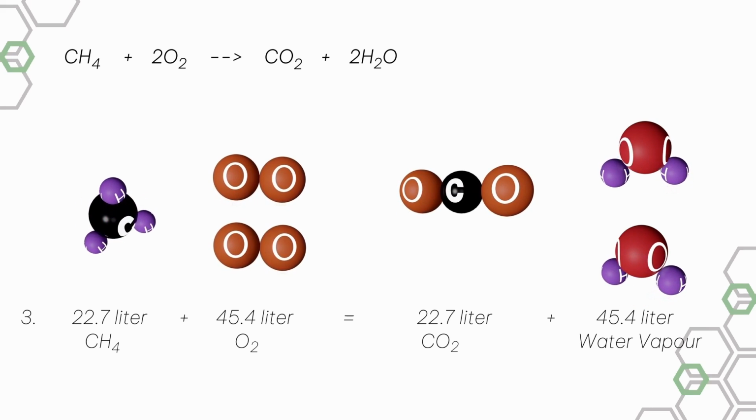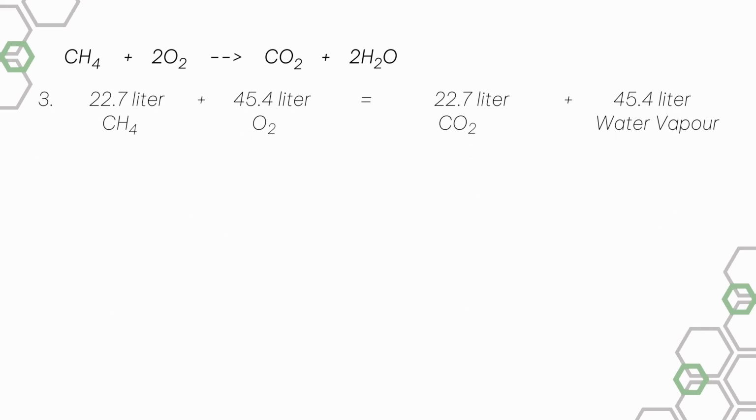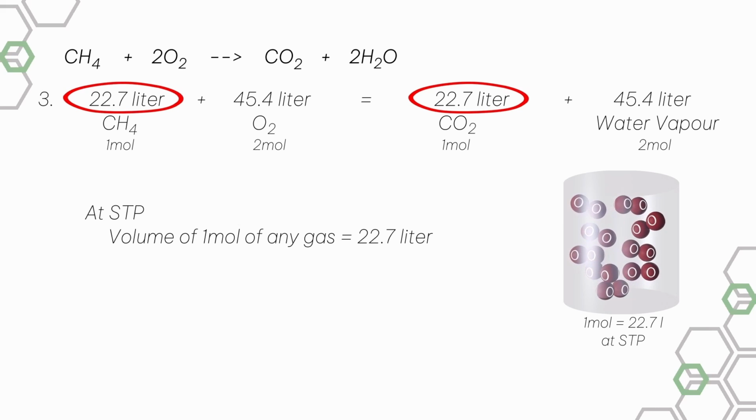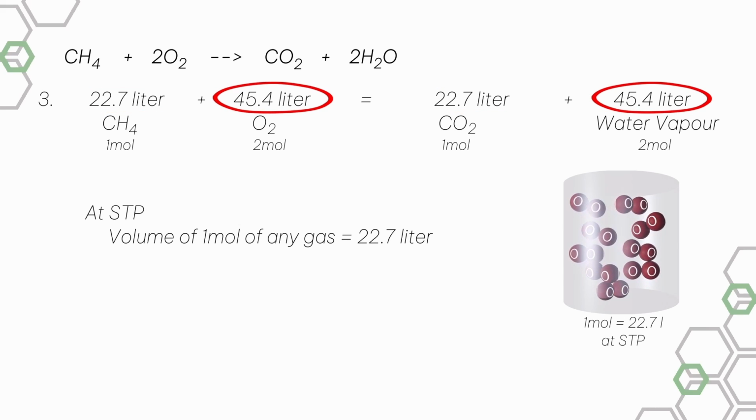liters of water vapor. Here it is important to know that if 1 mole of any ideal gas is taken, then its volume at STP will be 22.7 liters only. For example, the volume of 1 mole of methane and 1 mole of carbon dioxide at STP will be 22.7 liters. And the volume of 2 moles of dioxygen and 2 moles of water vapor will be double of 22.7 liters, that is 45.4 liters.